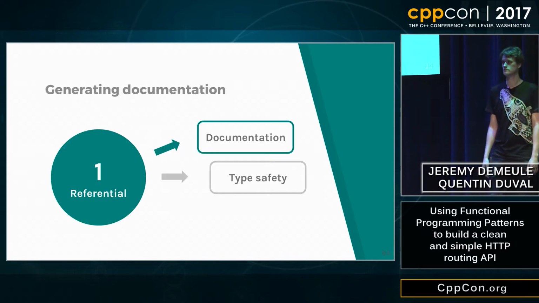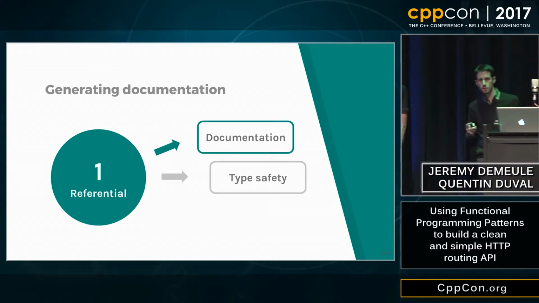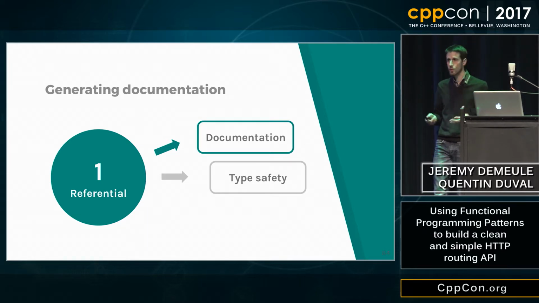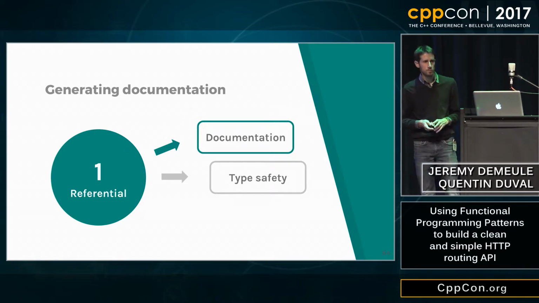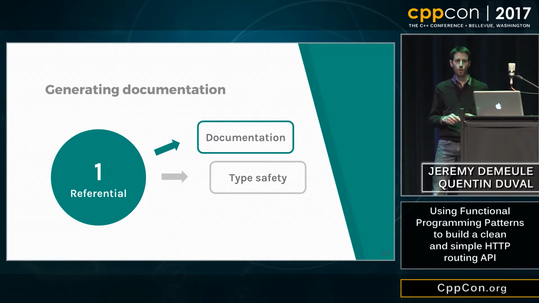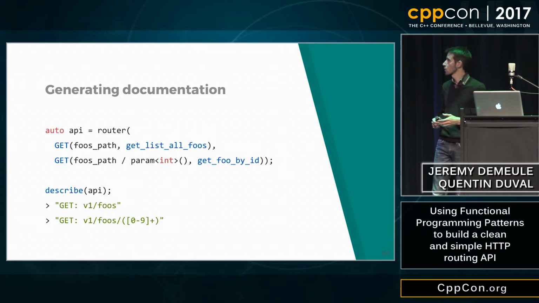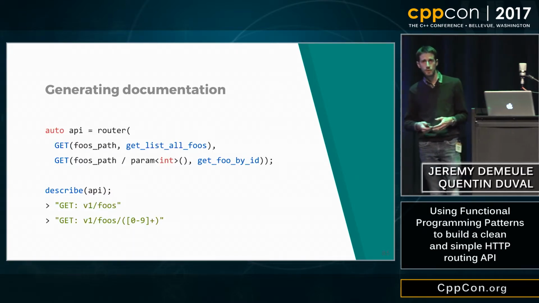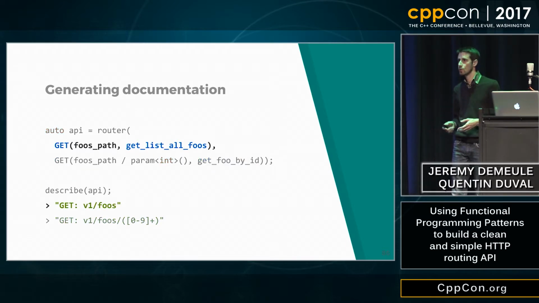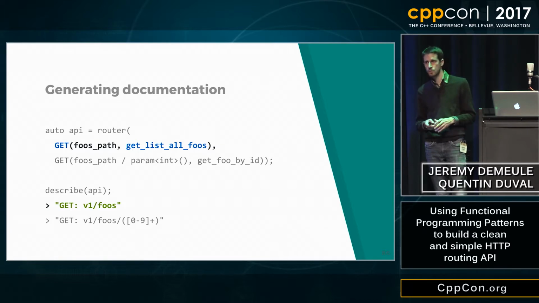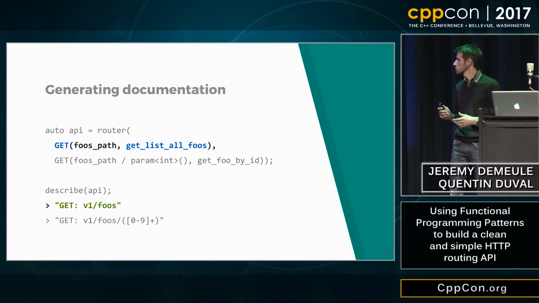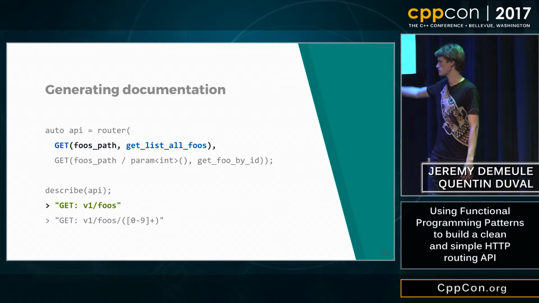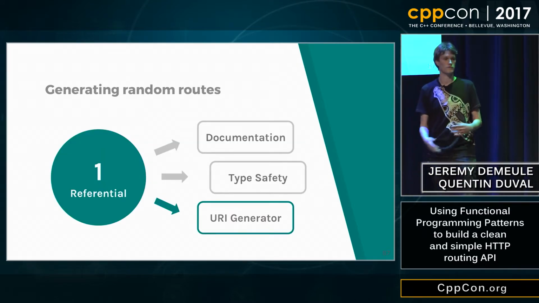We can reuse information inside the router to, for example, generate documentation. We have all the information. So for a given router, we are able to visit it and to generate for each of its routes some kind of documentation. I think you like random stuff. Yeah. So by visiting the information, we can generate documentation, but we can also do other things.